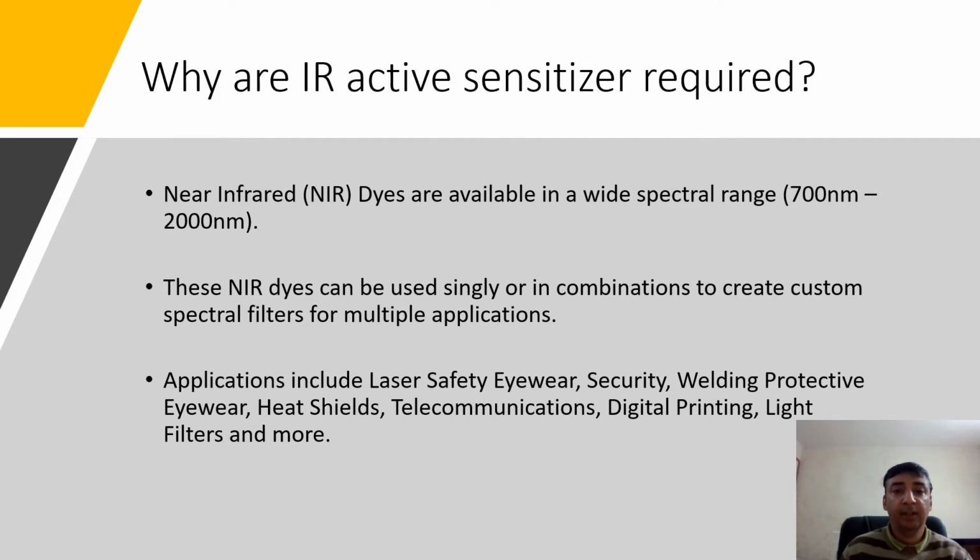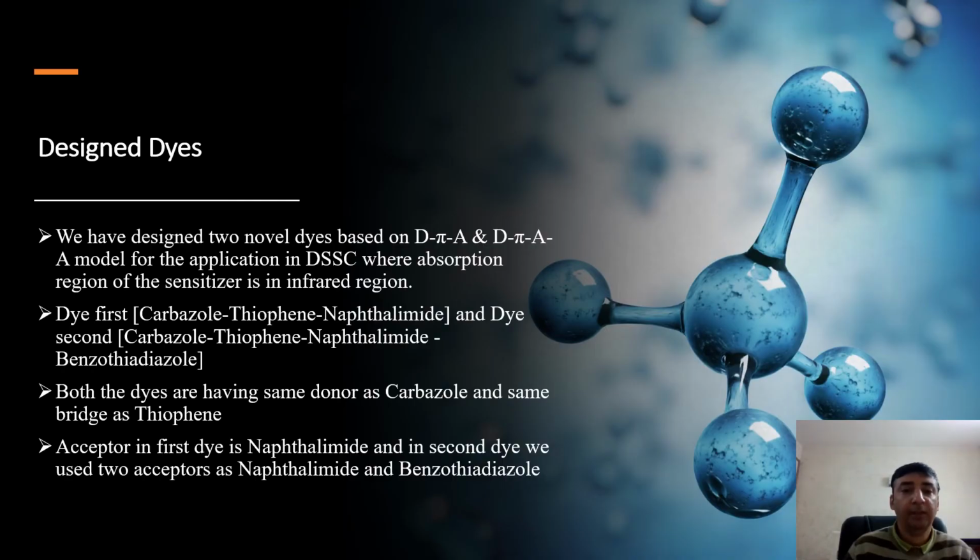Near infrared dyes are available in a wide spectral range from 700 nanometers to 2000 nanometers. These near infrared dyes can be used either singly or in combinations to create custom spectral filters for multiple applications. These applications include laser safety eyewear, security, welding protective eyewear, heat shields, telecommunications, digital printing, light filters, and much more.